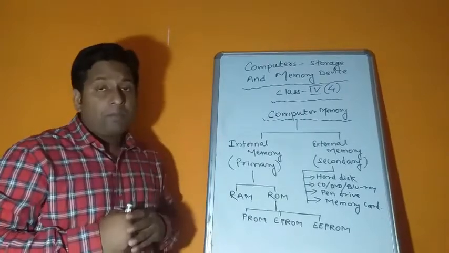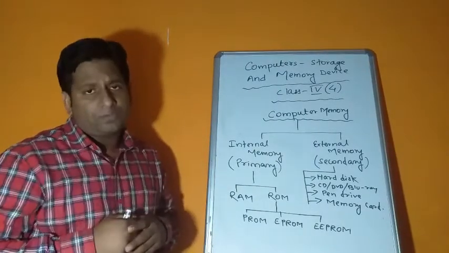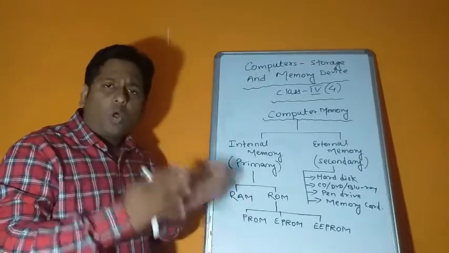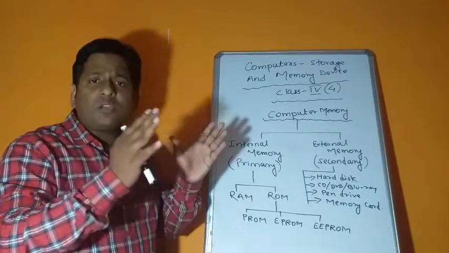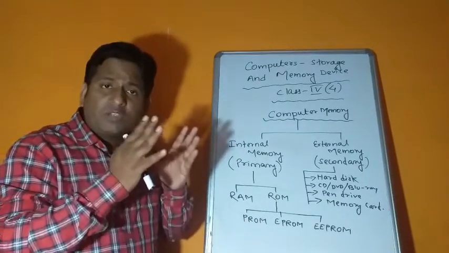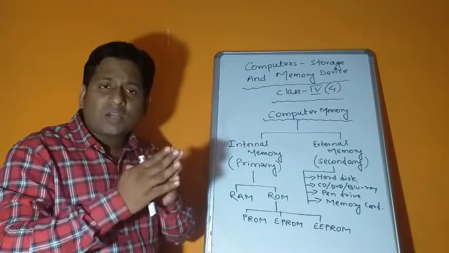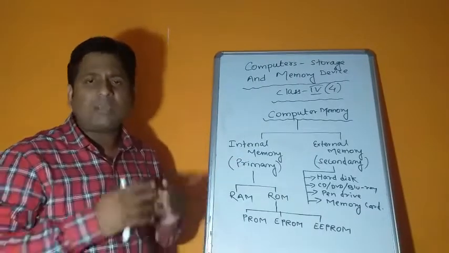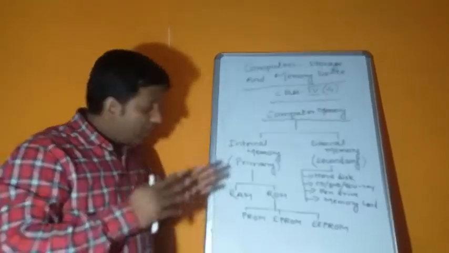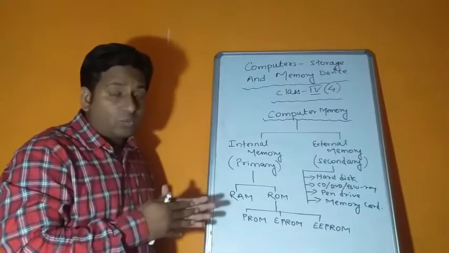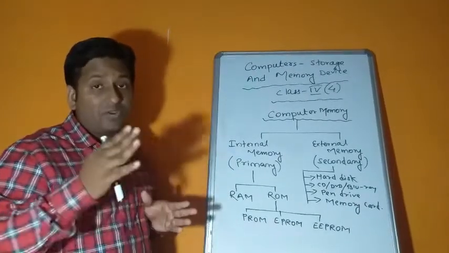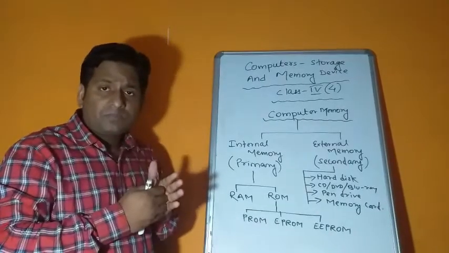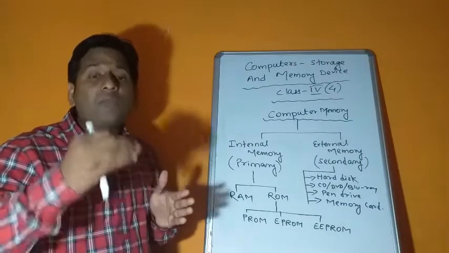But this RAM is temporary memory. Temporary means it stores the data only while the computer is on. Once the computer is off, the data stored in RAM will be lost. Now why do we need this one? To increase the computer's efficiency. The memory is also required during the time of execution.